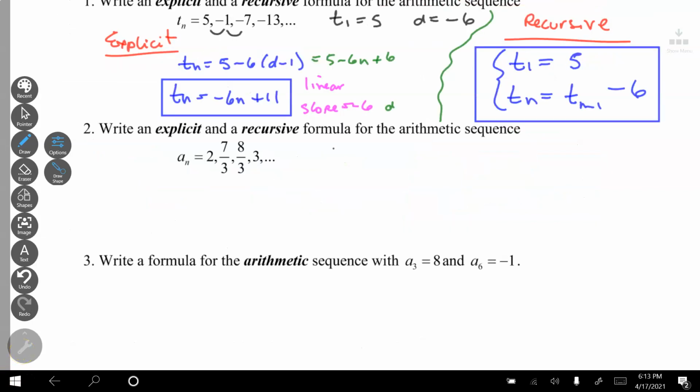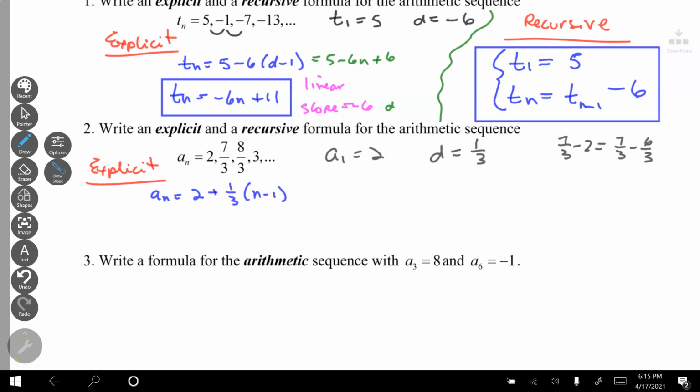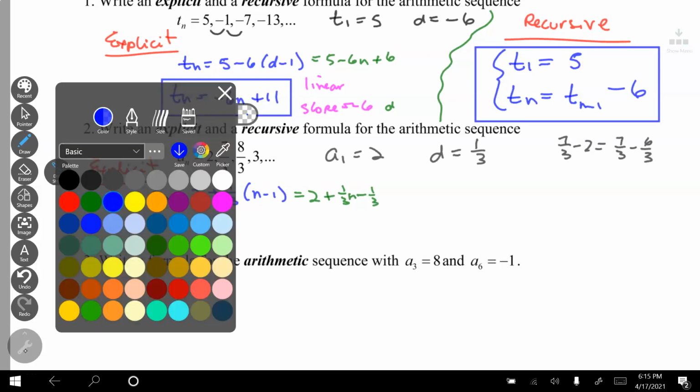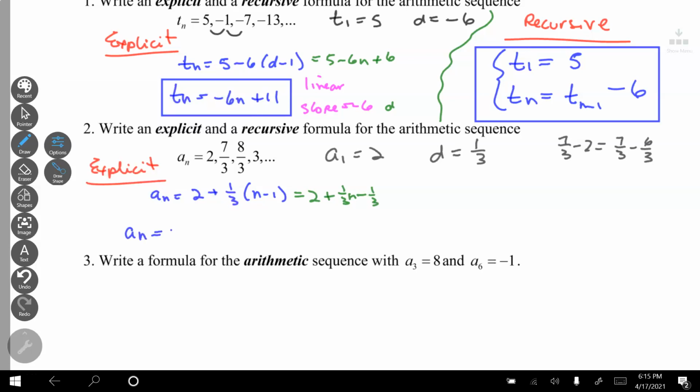The next one, I see that my first term is equal to 2, and my difference is, well, 7/3 minus 2 is 7/3 minus 6/3. My difference is 1/3. Okay, with those first term and D value, I could plug it into the explicit formula. I do a little distribution. 1/3 minus 1/3 n minus 1/3. And I clean it all up. I get a sub n is equal to 1/3 n plus 5/3.